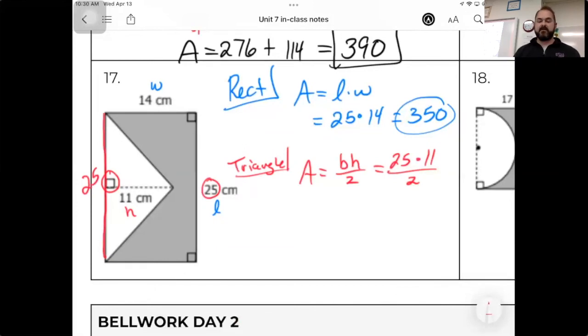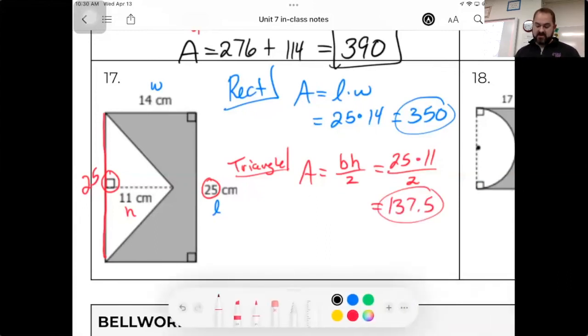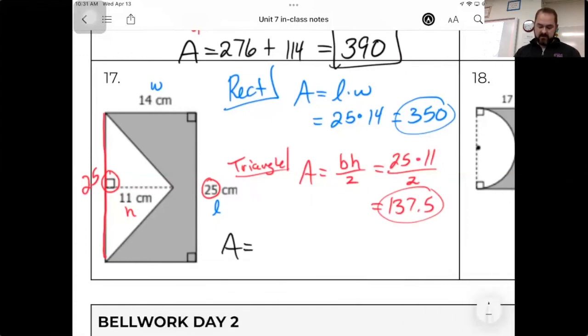So the area of the triangle becomes 137.5. So the overall area of the shaded region is going to be 350 minus 137.5. And I should get a total area of the shaded region then, 212.5.